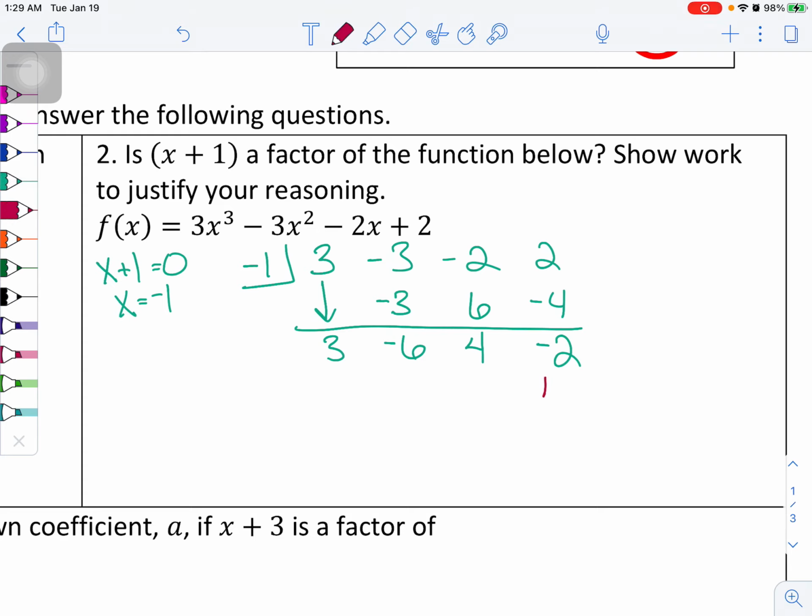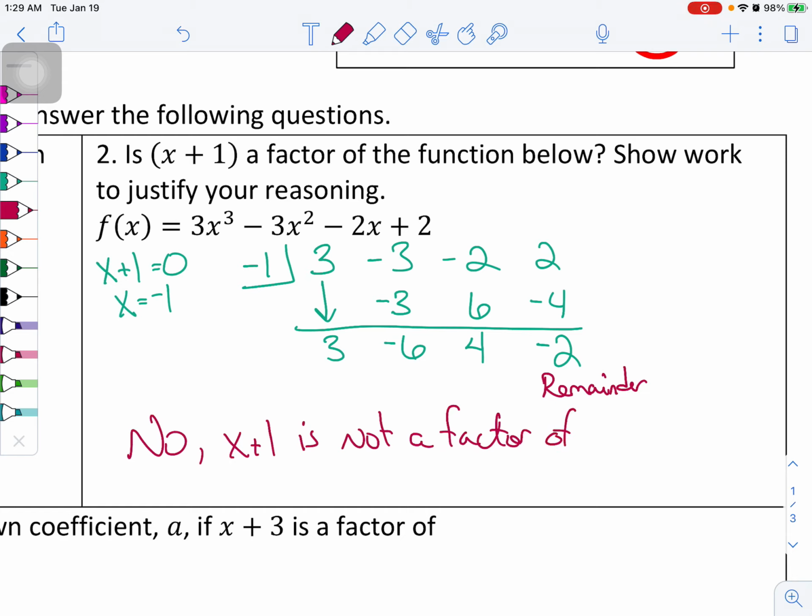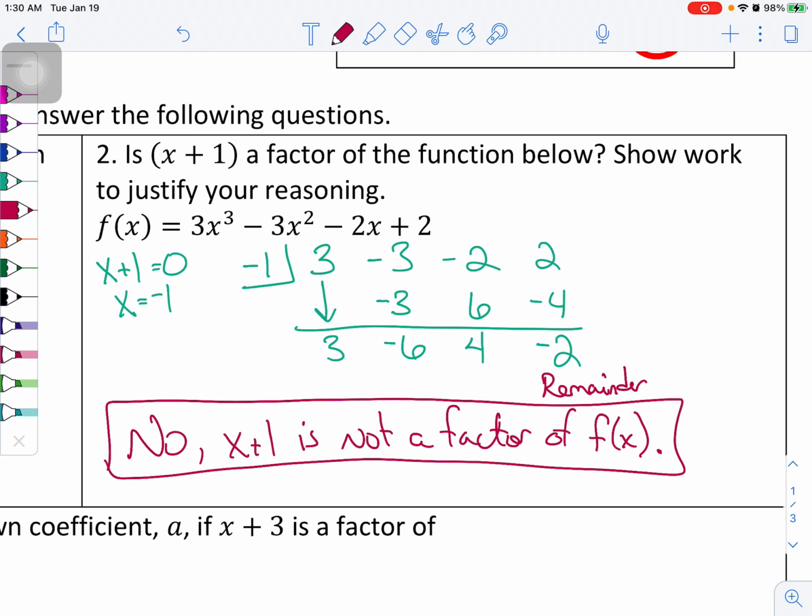So my remainder is negative 2. So the answer is no. X plus 1 is not a factor of f of x. Now, it doesn't matter what the remainder is. If this remainder is anything other than 0, then this is not a factor of what you were working with. Okay, so it's that simple.